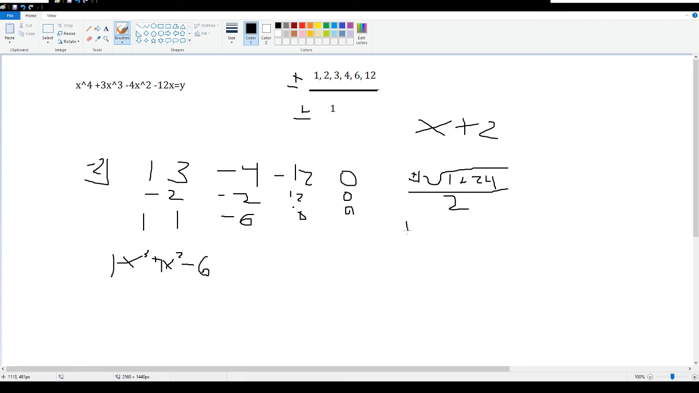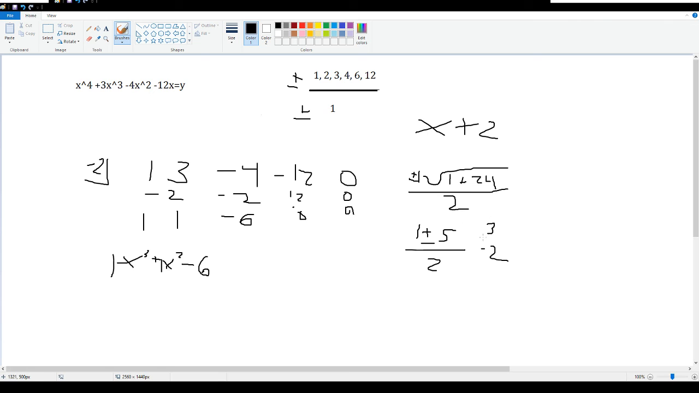So plus or minus, because 1 plus 24 is 25, and that equals 5. So it's plus or minus 1. Oops. So it's 1 plus or minus 5 over 2. 1 plus 5 is 6, divided by 2 is 3. 1 minus 5 is -4, divided by 2 is -2.